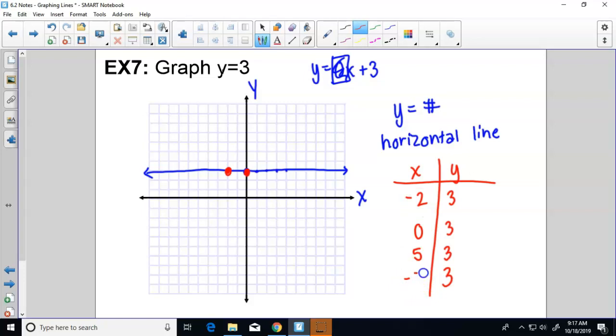Like you might have -7, 3 here. So if you have a bunch of points and their y coordinates are all 3, they line up in a horizontal line. Okay? Because all of these points have a y coordinate of 3. So that's why it is horizontal. Okay? So you've got to remember that.